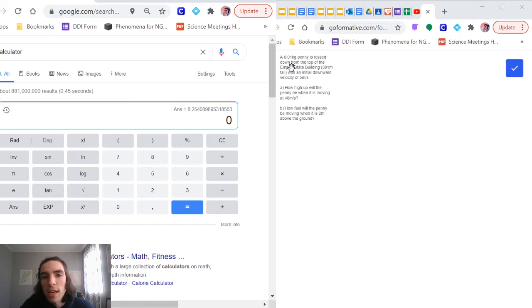So we have a sample problem here. A 0.01 kilogram penny is tossed down from the top of the Empire State Building, which is 381 meters tall, with an initial downward velocity of 5 meters per second. And then we have these two questions about how high up the penny will be at certain points, and then how fast the penny will be moving when it's about 2 meters above the ground.